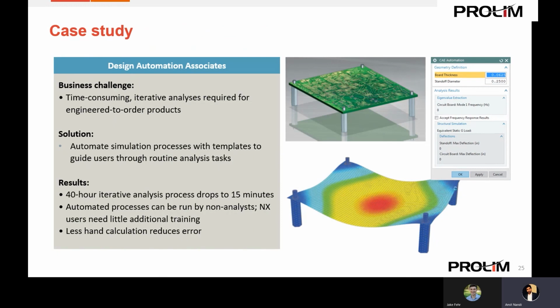So this is how many customers have benefited just by doing this kind of basic automation, helping their design engineers validate designs faster at the initial phase itself. So you can see the results. The 40-hour iterative analysis process drops to 15 minutes. Where is 40 hours and where is 15 minutes, right? This is the benefit a customer, or you, will get if you implement simulation-driven design or early simulation in your design process.